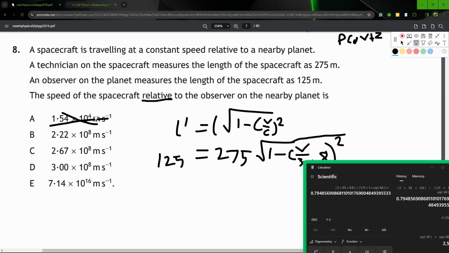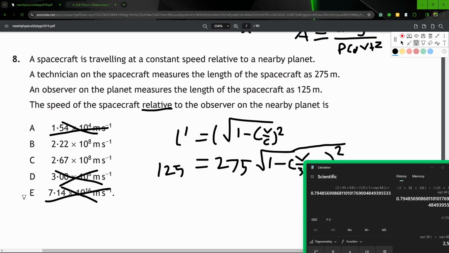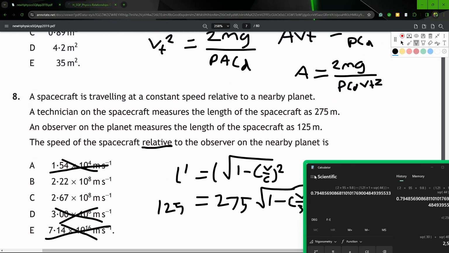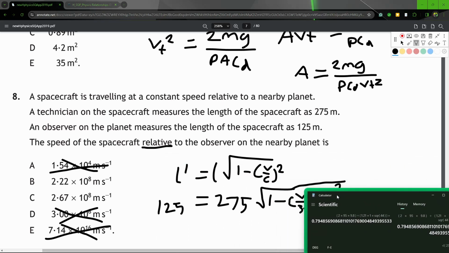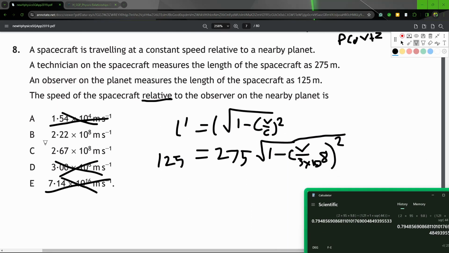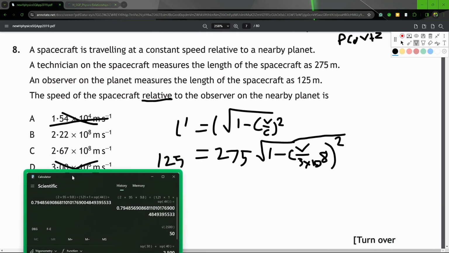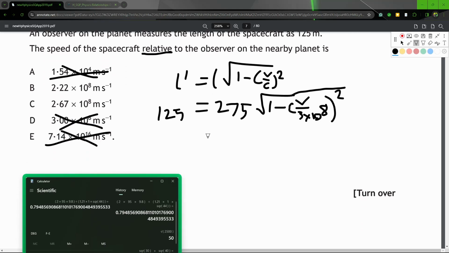It's only a couple kilometers per second. And E is faster than the speed of light, and D is actually the speed of light, which is not realistic for a spacecraft because it should be slightly slower, since you can't accelerate matter up to the speed of light. So we know it's actually between B and C, but we do need to do the calculation to figure out for sure. So how am I going to do that?